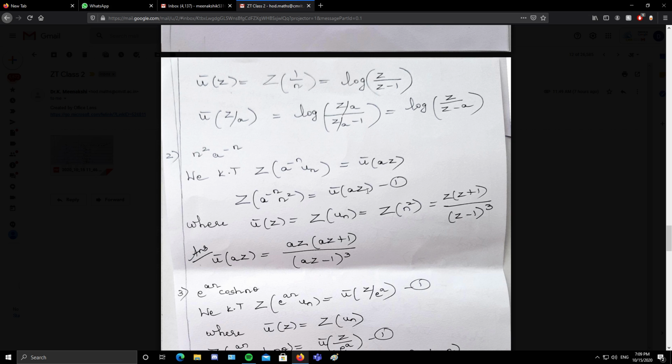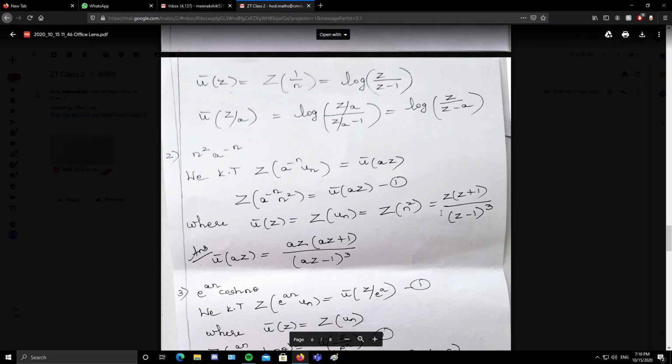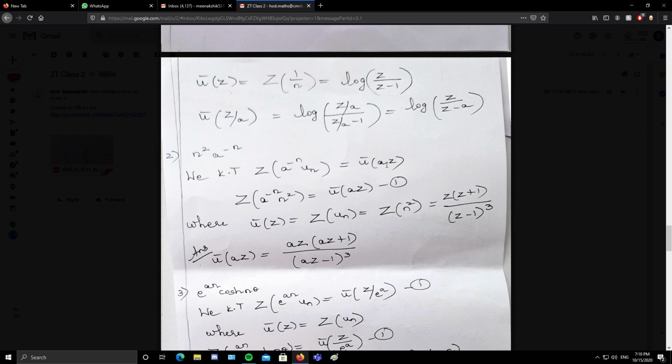So the u bar of az is the answer. You have to find u bar of az through u bar of z. What is u bar of z? Z of un. What is un? N square. What is z of n square from the table? Z into z plus 1 by z minus 1 whole cube. The n square is a standard function. What is z transform of n square? Z into z plus 1 by z minus 1 whole cube. So we have got u bar of z. The answer is u bar of az. So just replace z by az. So u bar of az equals az into az plus 1 by az minus 1 the whole cube.